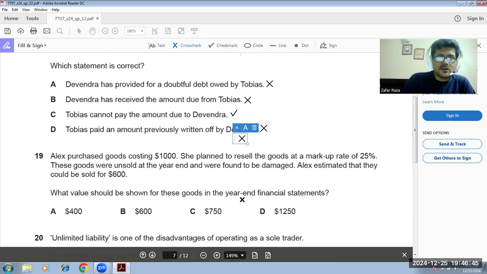Alex purchased goods costing $1,000. She planned to resell the goods at a markup of 25%. These goods were unsold at the year end and were found to be damaged. Alex estimated they could be sold for 600. What value should be shown for these goods in the year end financial statement? Now, cost is 1,000, NRV is 600. So lower of cost or NRV. It means it should be kept at NRV. $600 should be the answer.